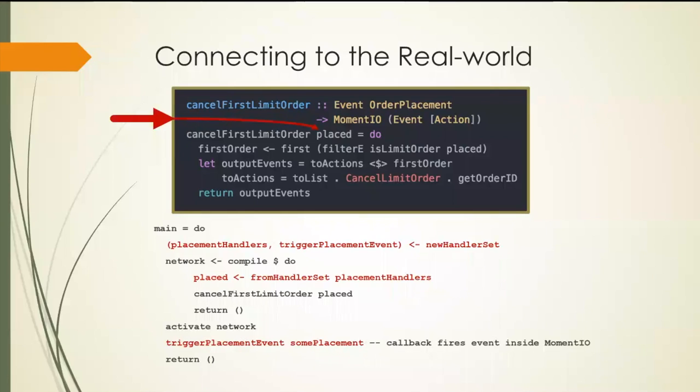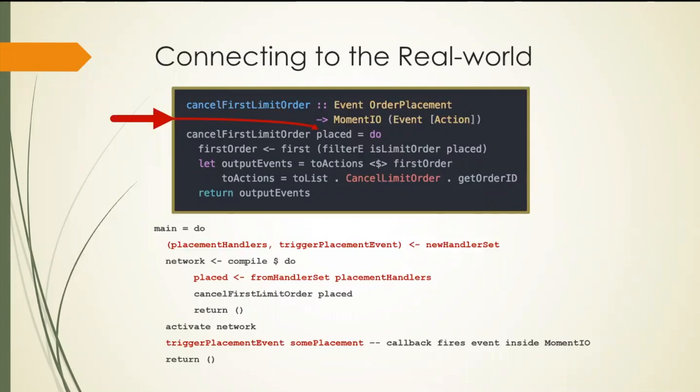So if you actually want to listen for some input, how do you fire that event inside the moment IO app? A few extra steps you have to go through here. This is the way Reactive Banana works. The first thing you do is group your set of callbacks that are going to fire your event. That's the new handler set here. In fact, in the library, this is called new add handler. I find that name really confusing. So think of it as a set of handlers.